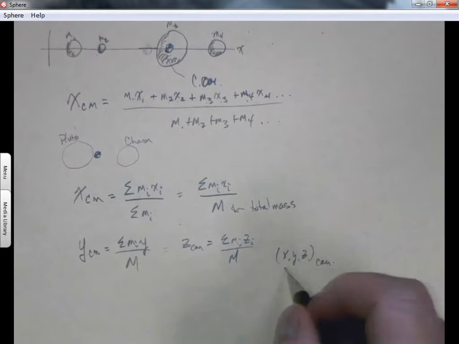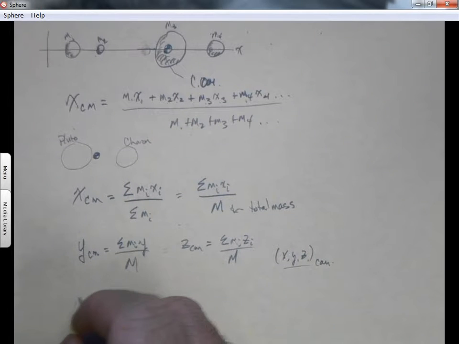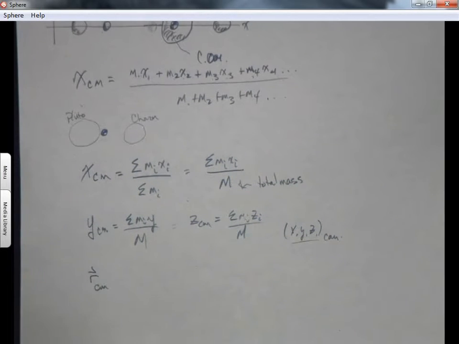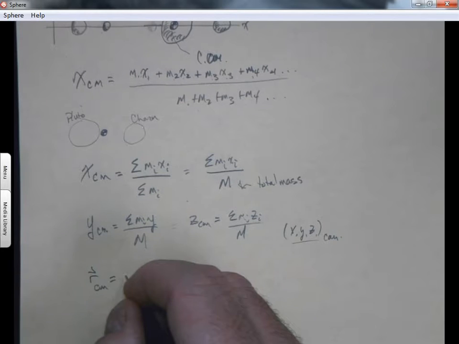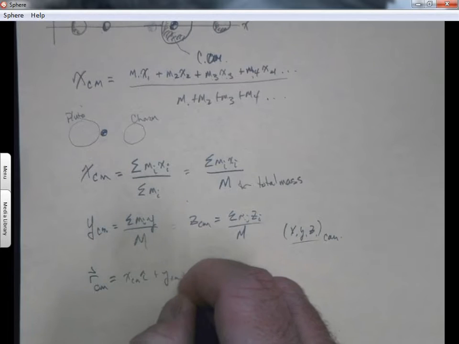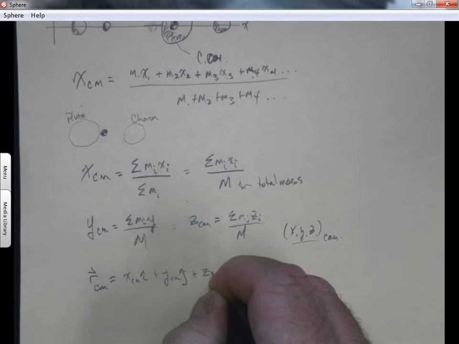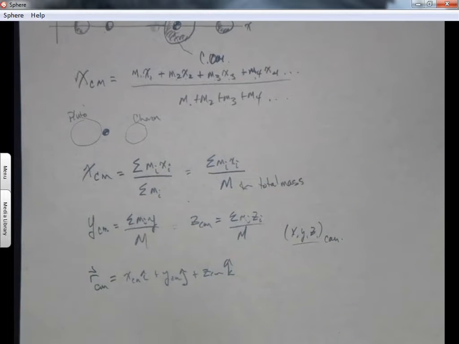But if we have these three coordinates, we can list this in another way, and this would of course be the r vector for our center of mass. That's how we would have this position vector, and it is x_cm i hat plus y_cm j hat plus z_cm k hat, and that's going to give us this r vector.